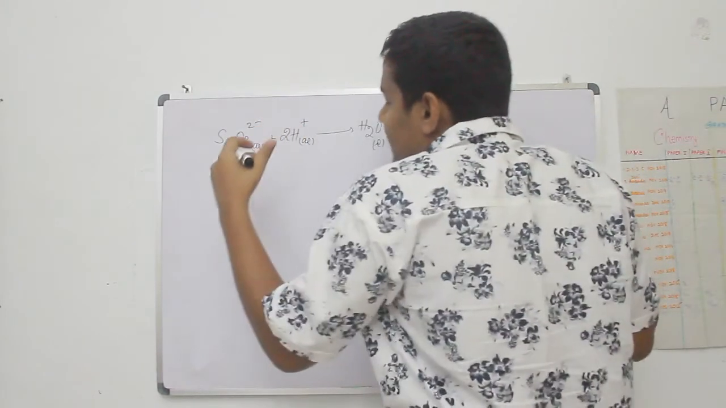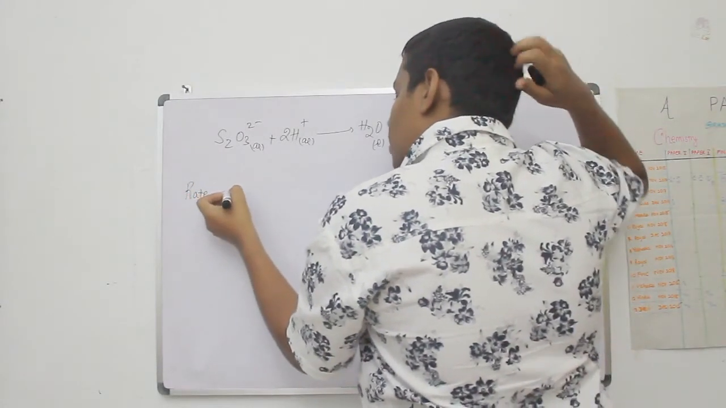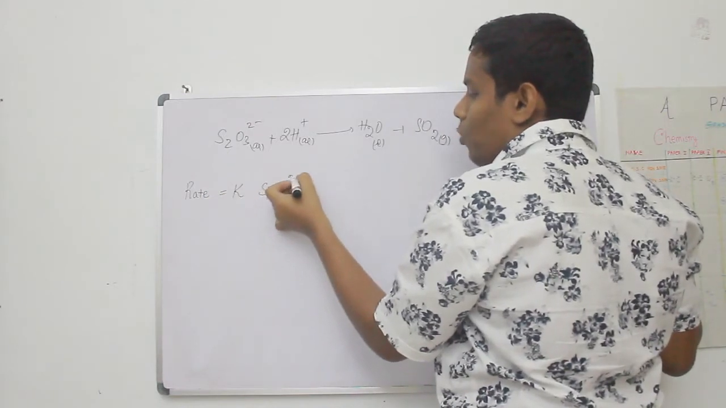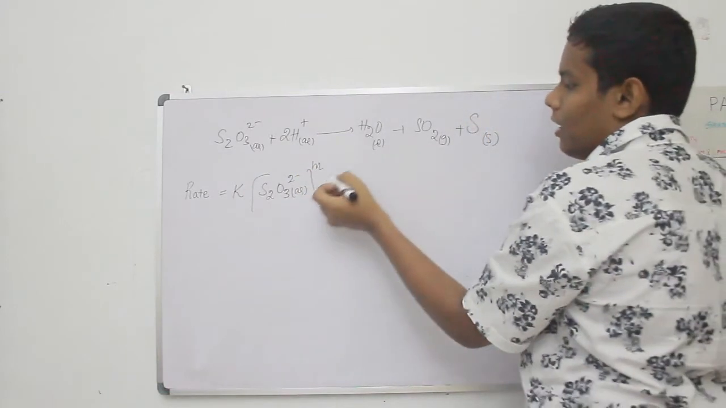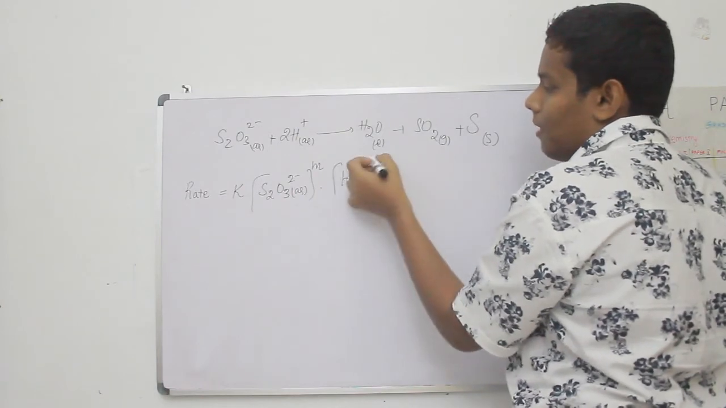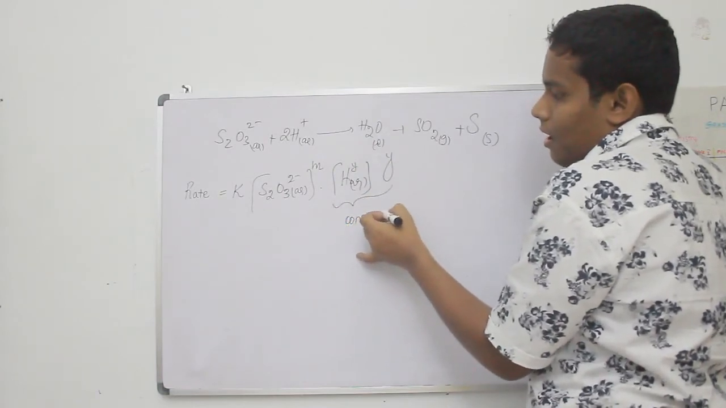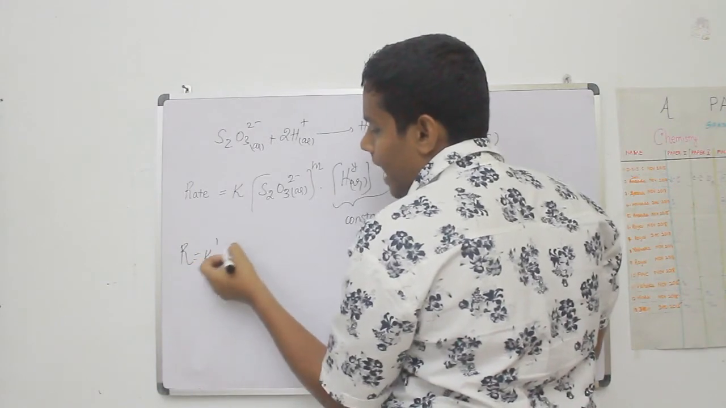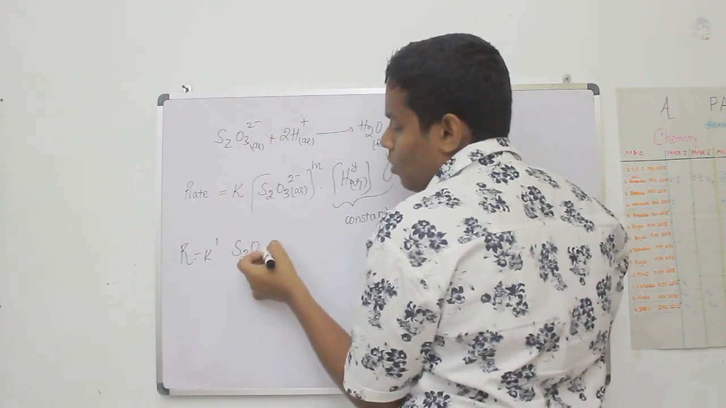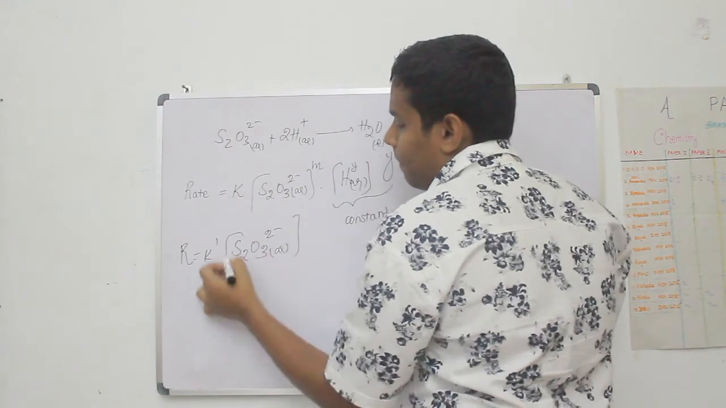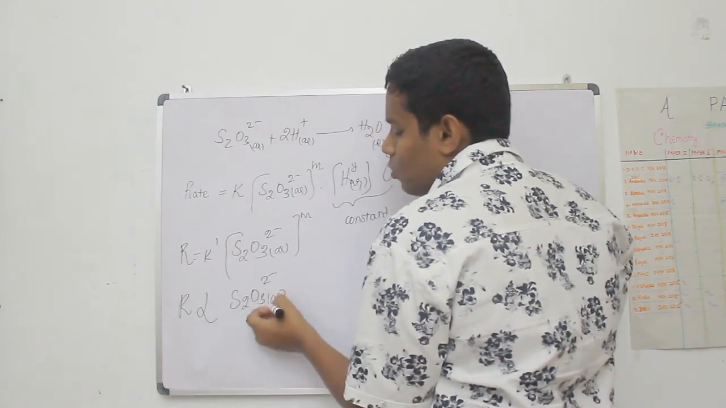Okay. Now, let's say in one trial, what happens? You know that rate equals k times [S2O3 2-(aq)] to the power m into [H+(aq)] to the power 1. But since they are given that this is a constant, I can rearrange this as R equals k'. This constant, I am incorporating it into the rate constant. [S2O3 2-(aq)] to the power m. So R should be directly proportional to [S2O3 2-(aq)] to the power m.